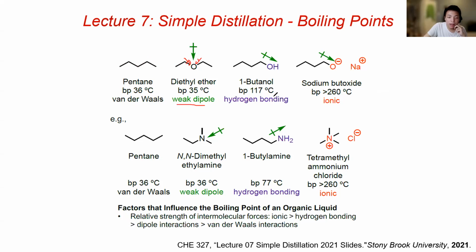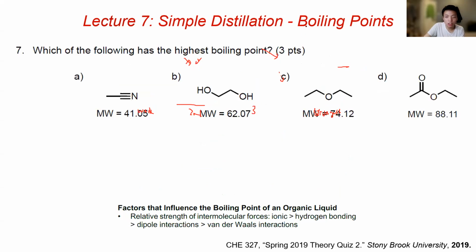And then in butanol, we have a hydrogen bond pointing this way, and it can also form other hydrogen bonds. So that's weak, second, third, and strongest. And this ionic bond is the strongest inside this trend. With this information, which one has the highest boiling point?